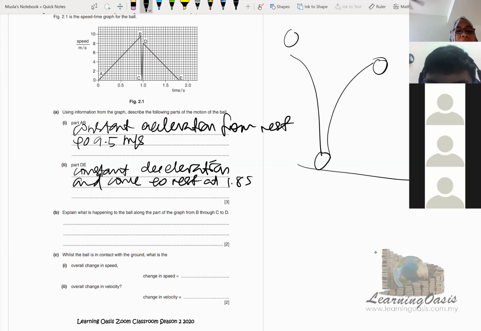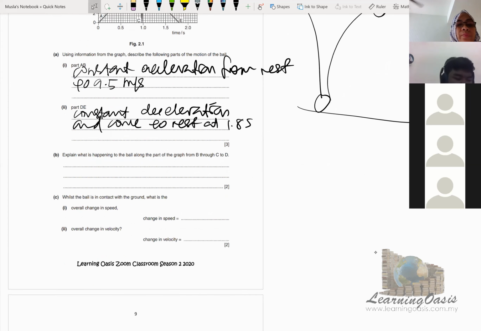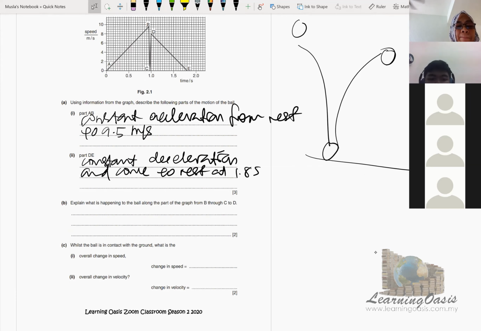Okay, now what is happening to the ball along the path of the graph from B to C to D? Okay, answer. Alisa, you want to try? I wrote the ball hits the ground and sharply decelerates until it is at rest for a short while. The ball then rebounds and accelerates exponentially.